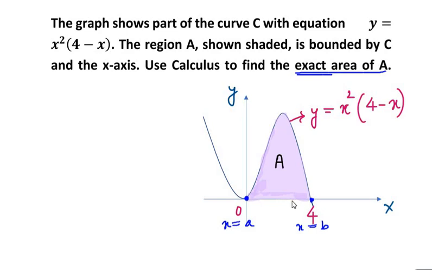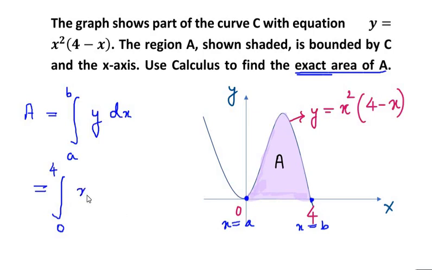Now since the coordinates are already given, we can directly go for finding the area. So area, the formula was integration from the lower limit till the upper limit y dx. So here the lower limit is 0 and the upper limit is 4 and the curve is given as x square times 4 minus x dx.